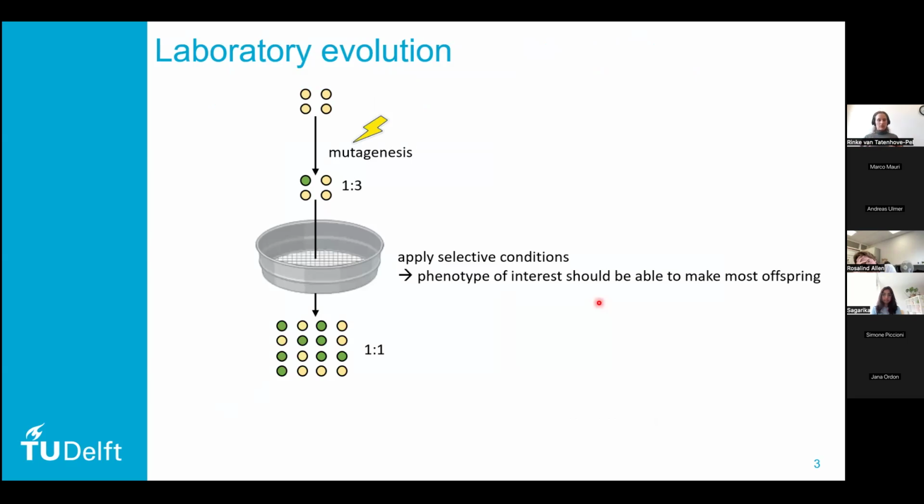What we then do in laboratory evolution is apply a certain selective condition. You can compare it to a sieve, and this selective condition should ensure that the phenotype of interest produces most offspring, such that after going through these selective conditions, we have more of the mutants that we are interested in. For example, now every other strain is this mutant. If we propagate this multiple times, growing the system in these selective conditions multiple times, in the end we can enrich for a strain with the property we are interested in.